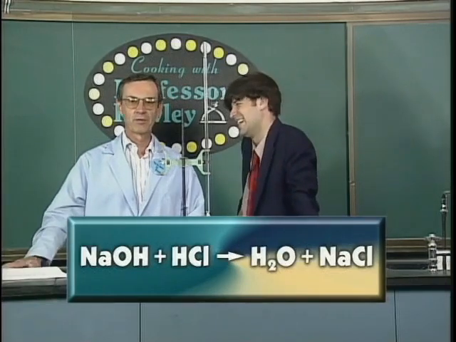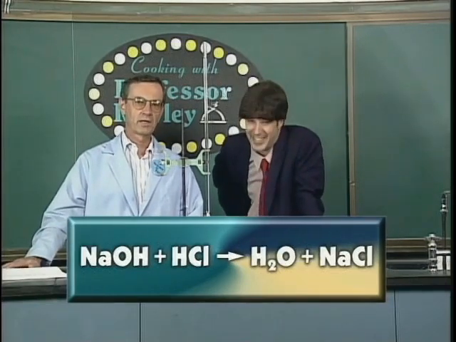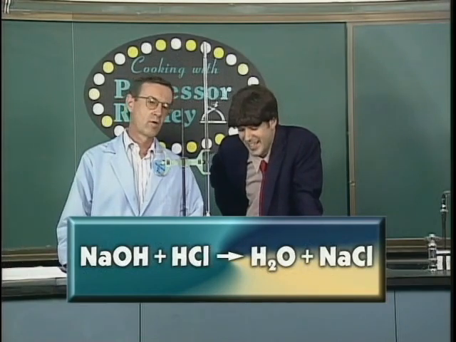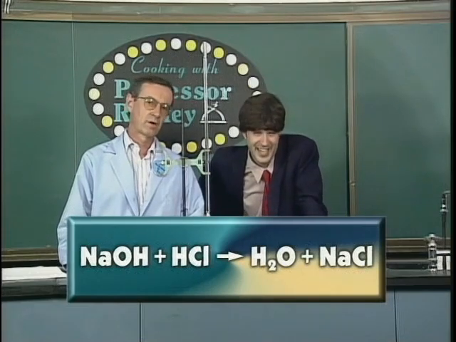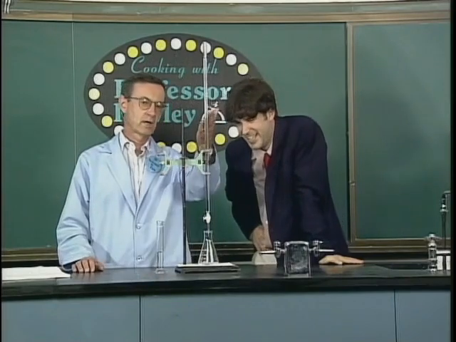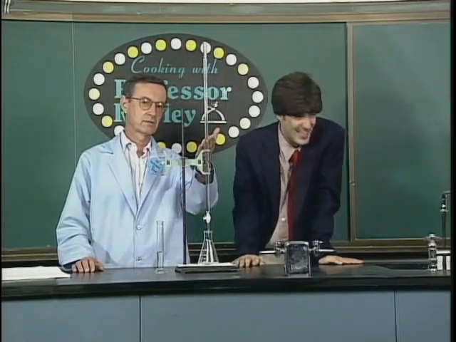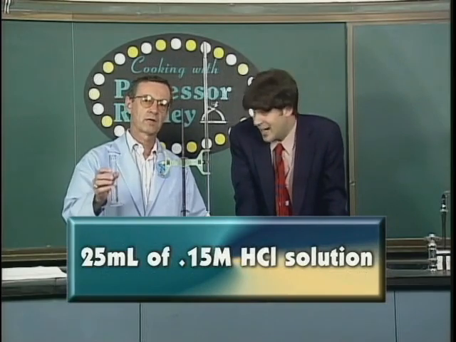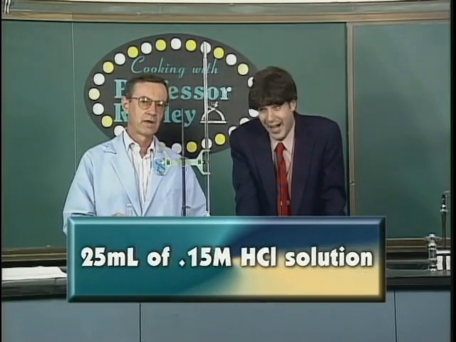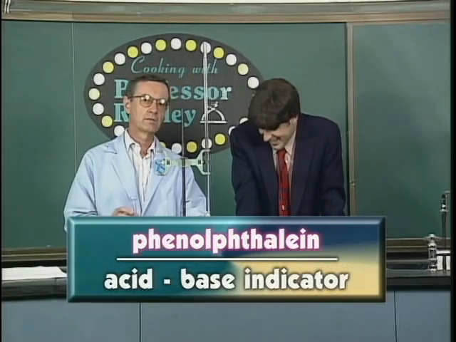Okay. The balanced chemical equation is my recipe. It says right here that we need to mix 1 mole of hydrochloric acid with each mole of sodium hydroxide if our recipe is going to turn out right. So here we have a sodium hydroxide solution of an unknown concentration. Let's see how much we need to neutralize all 25 milliliters of this 0.15 molar hydrochloric acid solution. The acid-base indicator, phenolphthalein, is already in the flask. Now I'll pour in the hydrochloric acid.